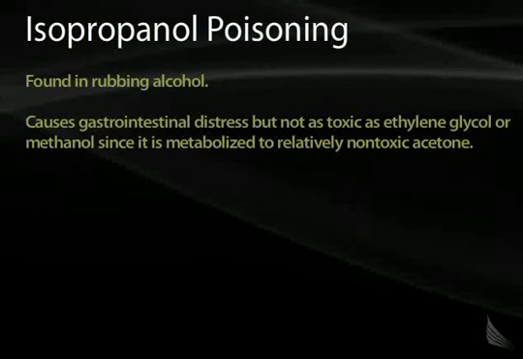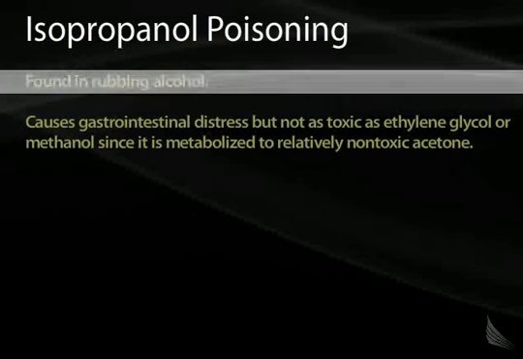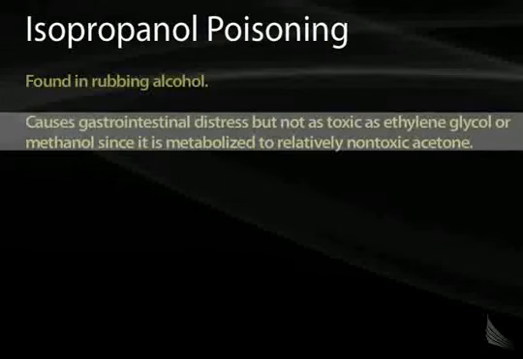Isopropanol poisoning is very uncommon and usually is not that serious. Isopropanol is found in rubbing alcohol. It can cause GI distress, but it's usually not as toxic because isopropanol is metabolized to acetone. Acetone, however, is a ketone, and it can cause ketoacidosis.